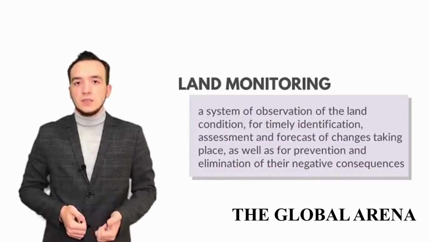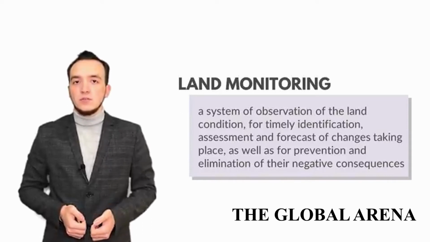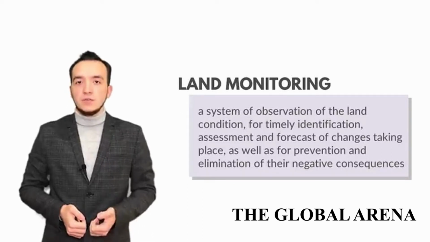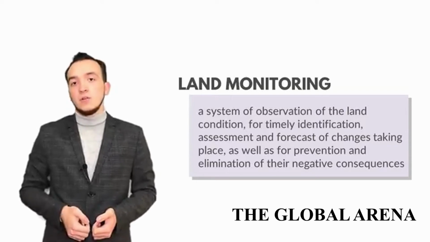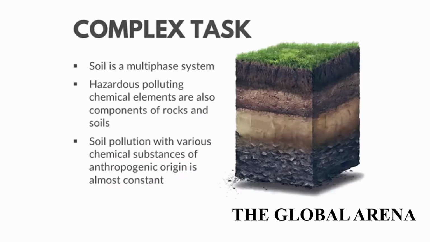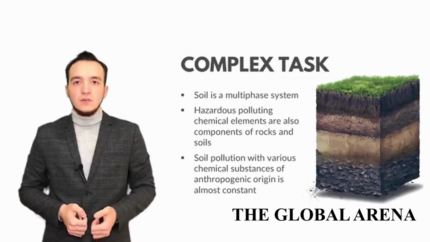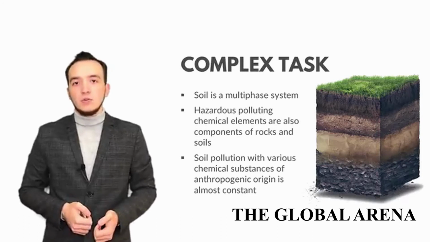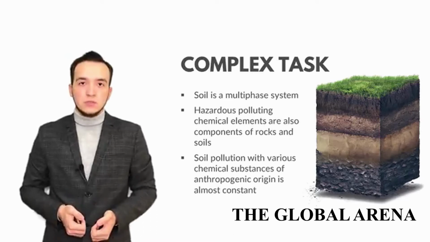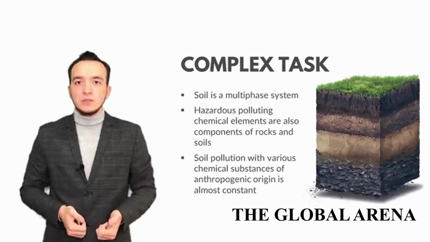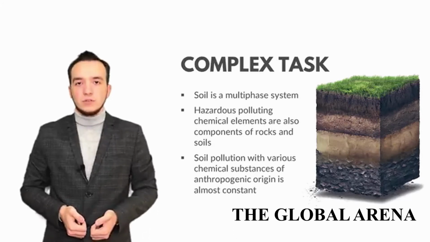Land monitoring is a system of observation of the land condition for timely identification, assessment and forecast of changes taking place, as well as for prevention and elimination of any negative consequences. In contrast to the assessment of air and water pollution, assessment of the soil condition is a more complex task for the following reasons. First reason, soil is a multi-phase system, chemical interaction in which occur with the participation of solid phases, soil solution, soil air, plant roots, living organisms, and it is constantly influenced by physical soil processes.